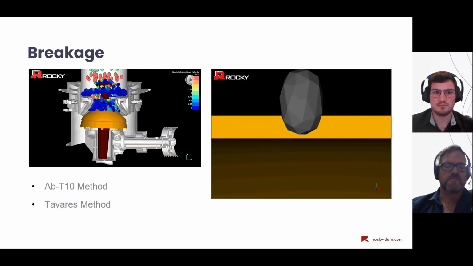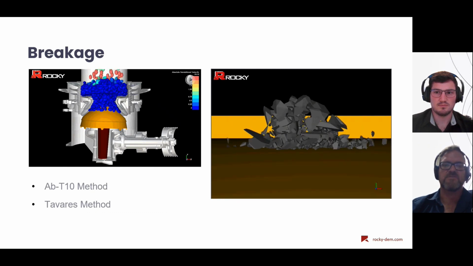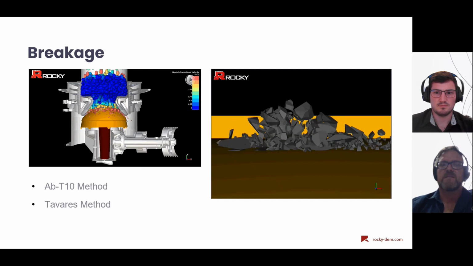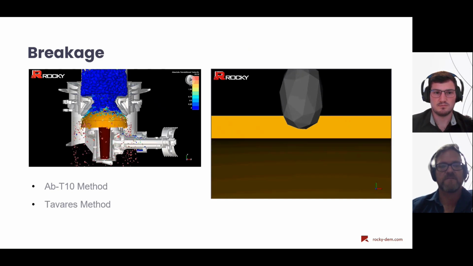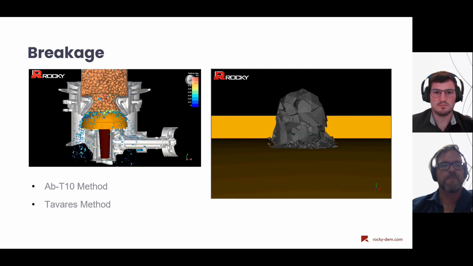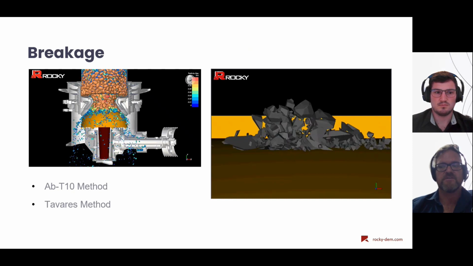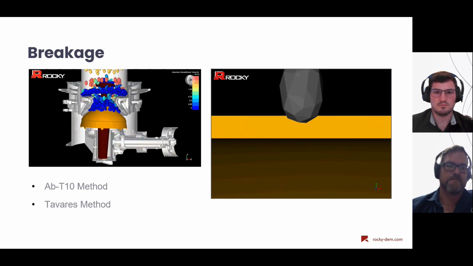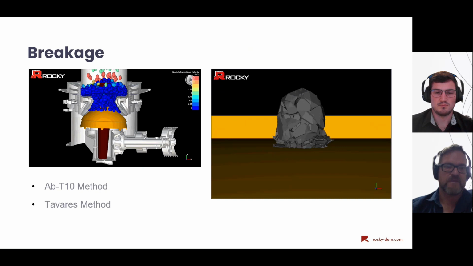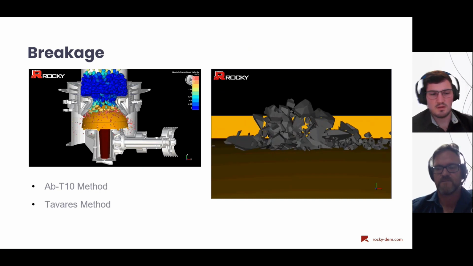So there's two different breakage methods that Rocky uses. Both of these methods work on the amount of energy that a particle will see throughout its lifetime in the cycle. It's not just the impact breaking where if the collision force exceeds a certain value, it will break. It looks at the total energy. And maybe, Wynand, you can share a little bit about the ABT10 method and the Lattice method.